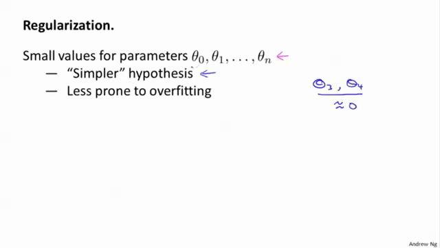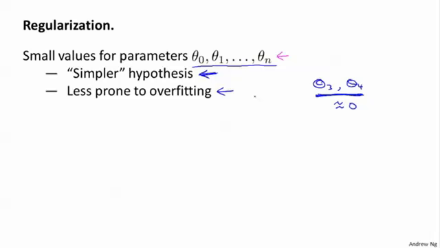But more broadly, if we penalize all the parameters, we can think of that as trying to give us a simpler hypothesis as well, because when these parameters are close to 0, in this example, that gave us a quadratic function. But more generally, it's possible to show that having smaller values of the parameters corresponds to usually smoother functions as well that are simpler, and which are therefore also less prone to overfitting.